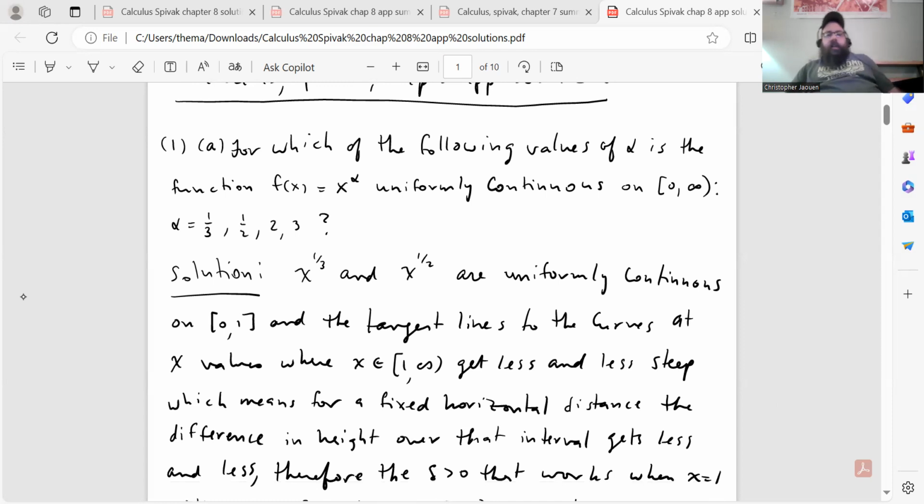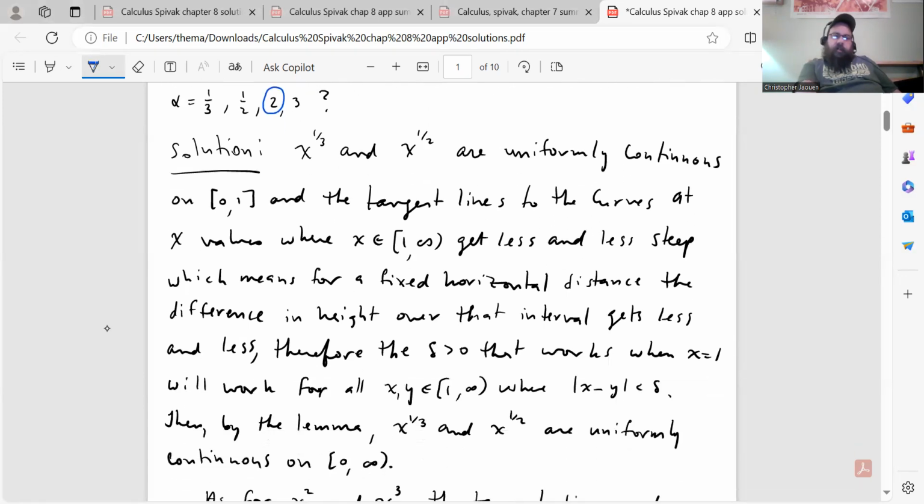Part A says, for which of the following values of alpha is the function f of x equals x to the alpha uniformly continuous on the interval from 0 to infinity? Here we're including 0, but obviously you don't include infinity because infinity is not a number. And then he gives a few values for alpha: 1/3, 1/2, 2, 3. We already know that it doesn't work for 2 because we did that as an example in the actual appendix. But anyway, I'll go through and give you the reasoning that I have here.